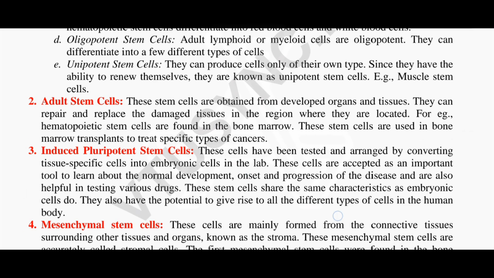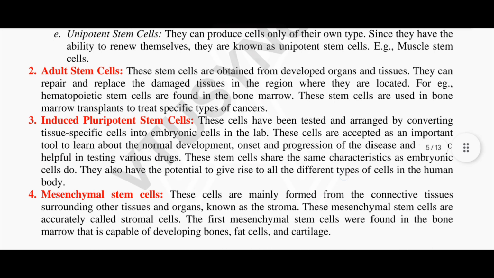Adult stem cells. These stem cells are obtained from the developed organs and tissues. They can repair and replace the damaged tissues in the region where they are located. For example, hematopoietic stem cells are found in bone marrow. These stem cells are used in bone marrow transplants to treat specific types of cancers.